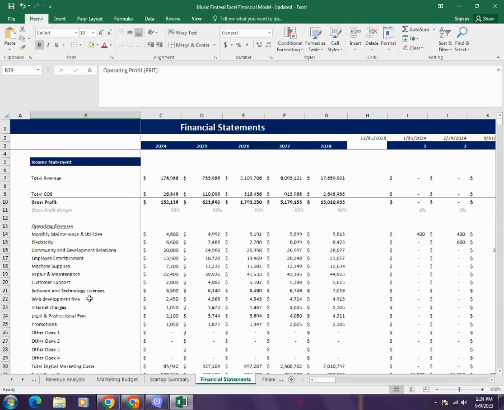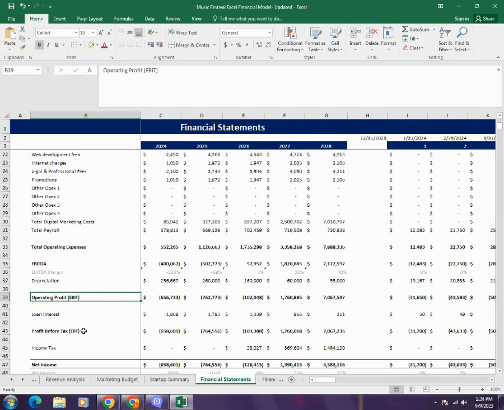Then comes the financial statements. These include the income statement, cash flow statement, and balance sheet. The income statement tells you about the net income generated by the company in the next 5 years in monthly and yearly form.